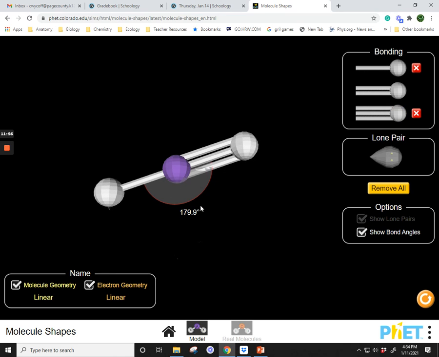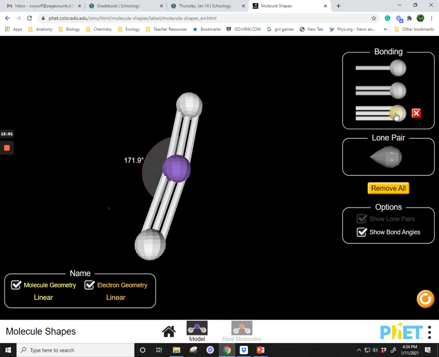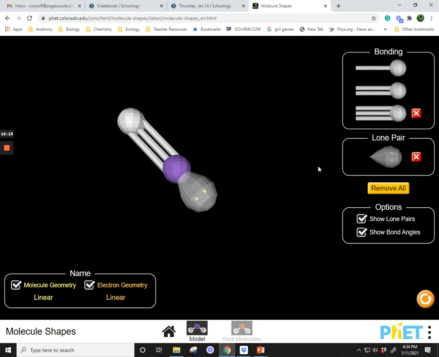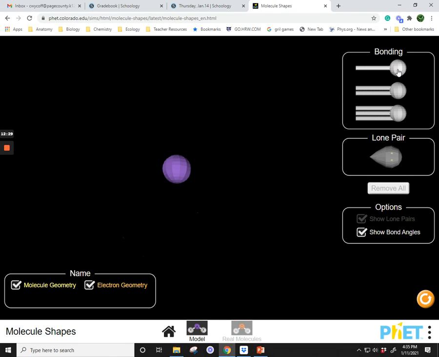So let's add a triple. Doesn't change the angle, okay? Even if we remove that and add another triple, still doesn't change. So the number of bonds between the bonding atoms on the central atom doesn't change the angle at all, okay? So we can add a lone pair, and we can remove that, still linear. Okay, so that would be an example of a cyanide ion, for example, where this is carbon and that's nitrogen. All right, so let's remove all of these, and I'll go through and add.